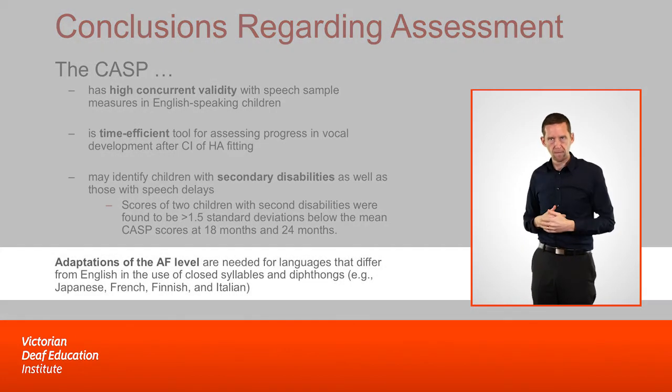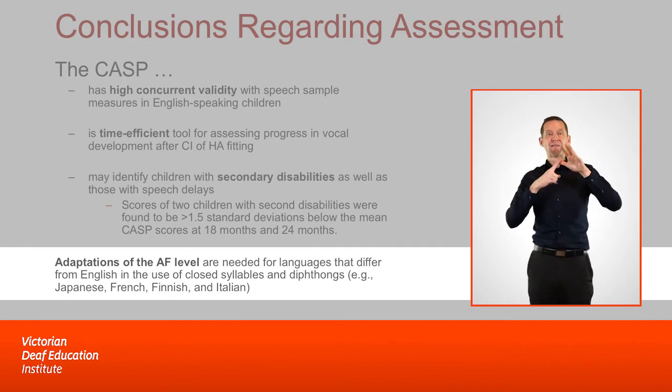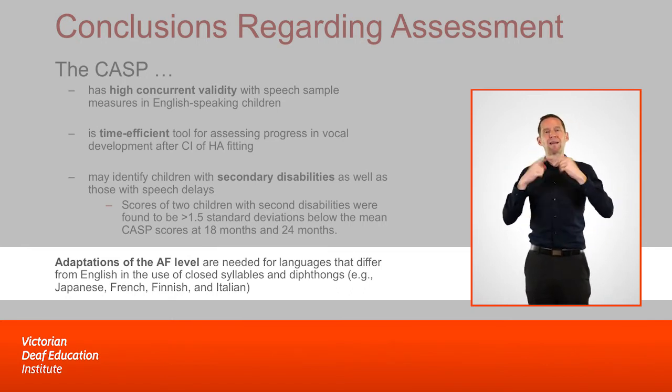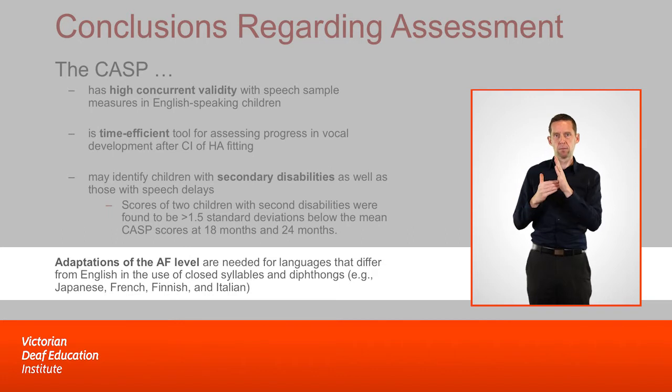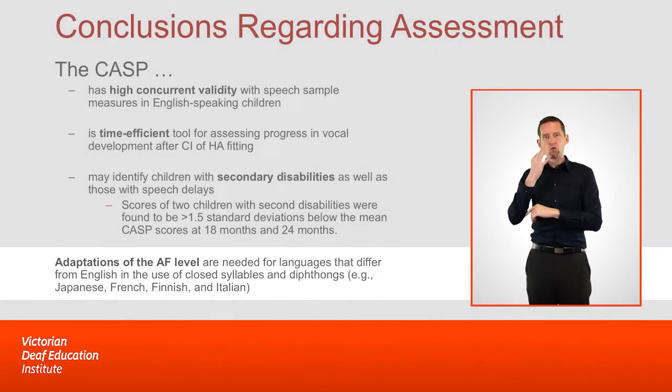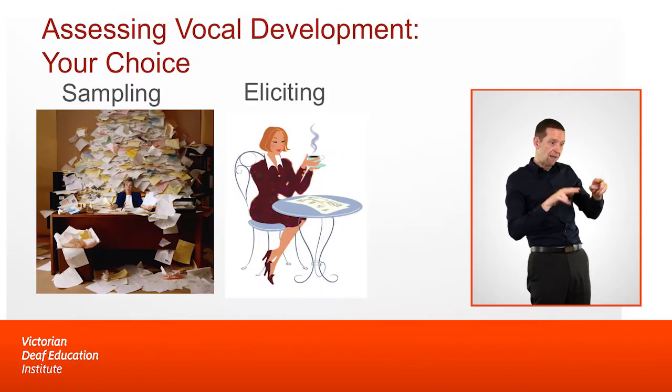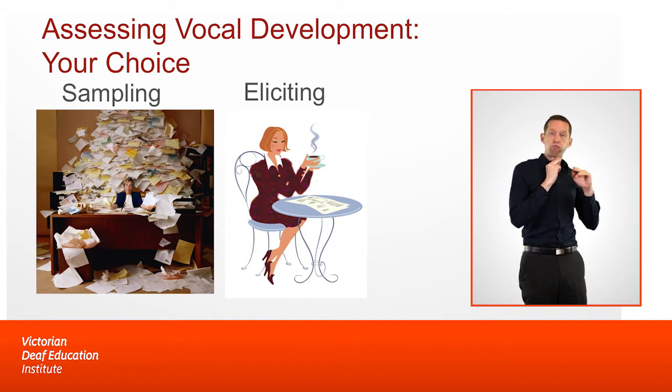Adaptations of the advanced form level may be needed in the CASP for languages other than English. For example, Japanese and French and Finnish and Italian. And so the choice is yours. If you'd like, you could do speech sampling and analyze children's utterances and all the time-consuming tasks that are involved in that.